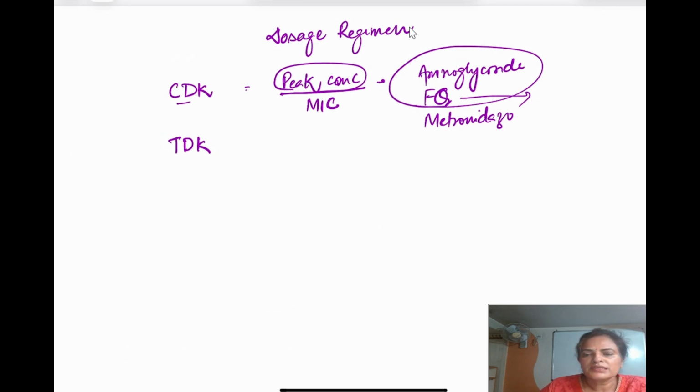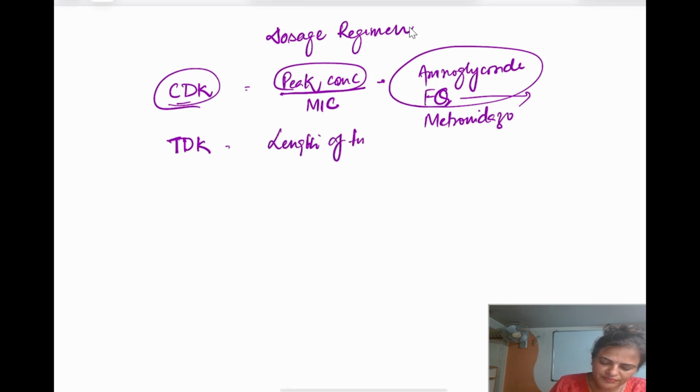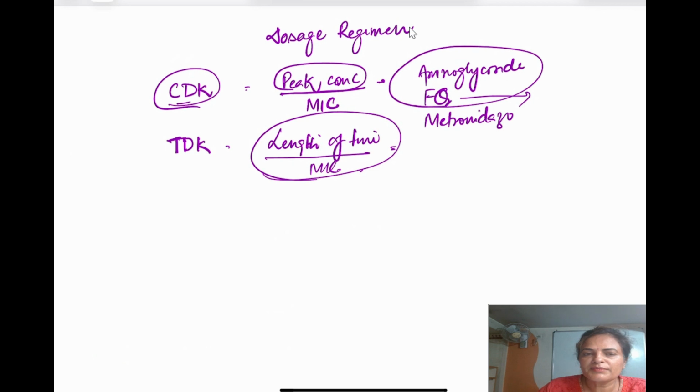So aminoglycoside causes a concentration dependent killing. Though its half life is 2 to 4 hours, because it follows concentration dependent killing, we give it by a single dose. Now what is time dependent killing? Time dependent killing depends on the length of time at which the concentration is above the MIC. The rest of the antimicrobial agents have time dependent killing, so we give them two times a day, thrice a day, depending on half life, and accordingly we decide the dosing regimen.